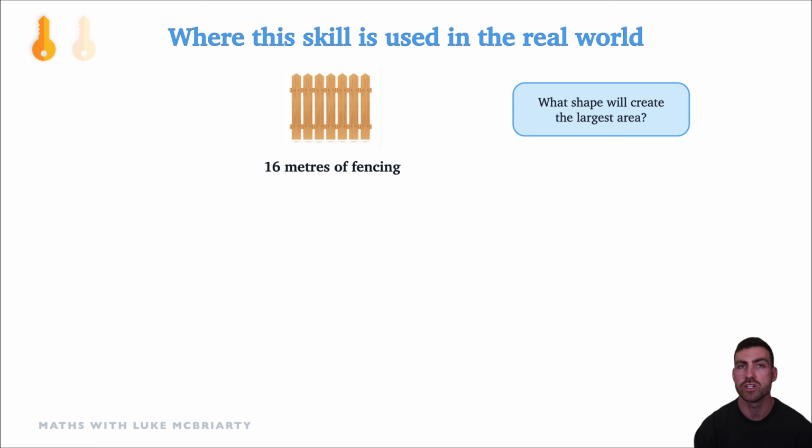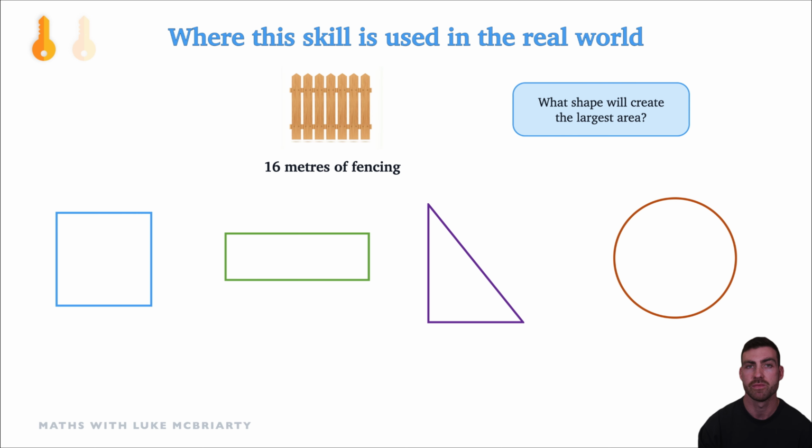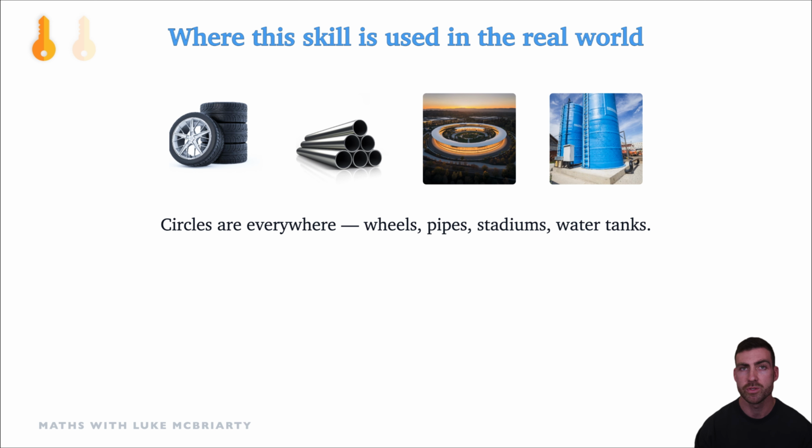You can choose any shape you like. A square, a rectangle, a triangle, or something else. Pause the video and decide what shape you would pick. Let's see the answer. Even though every shape uses the same 16 meters of fencing, the circle encloses the greatest area. That's why circles are everywhere, from wheels, pipes, stadiums, and water tanks, because it uses the least amount of material whilst having the largest area.